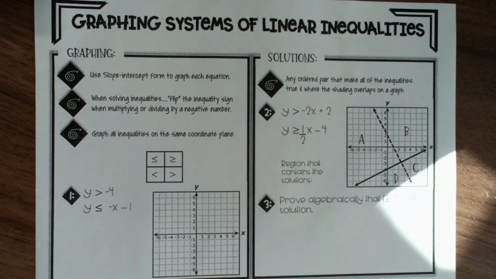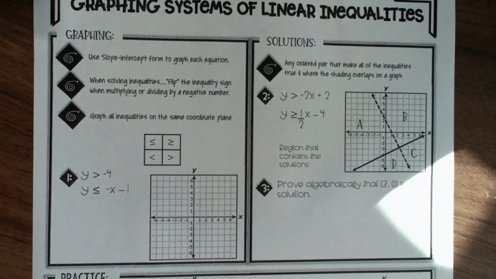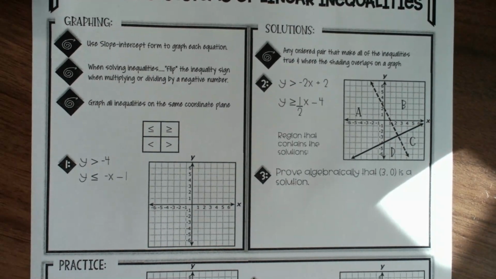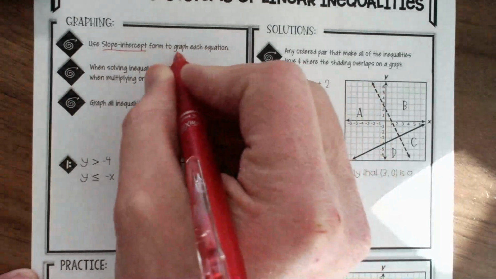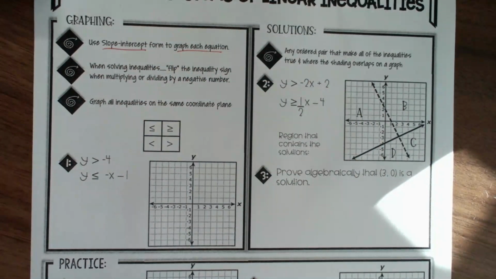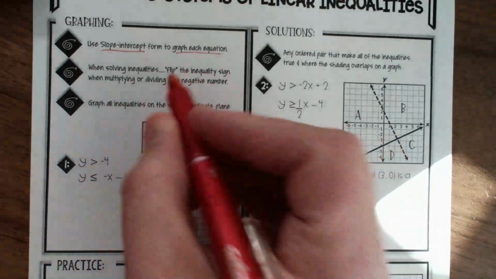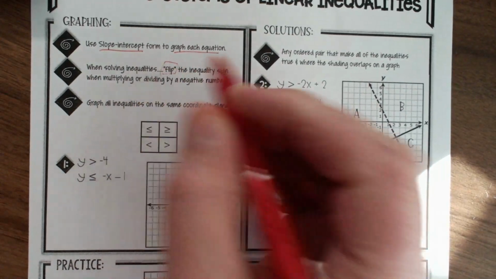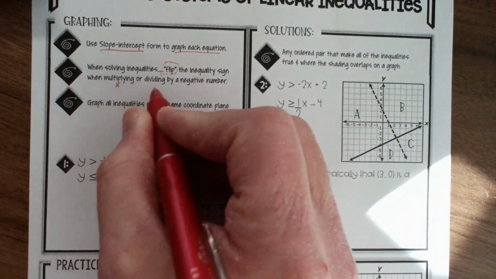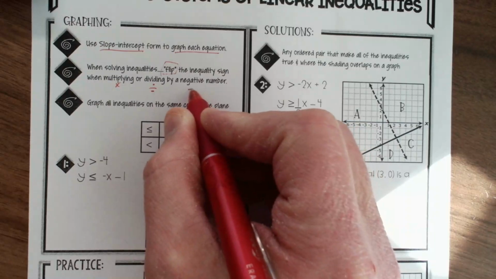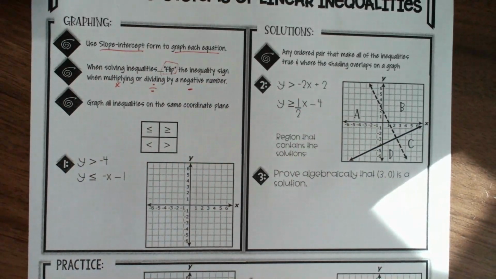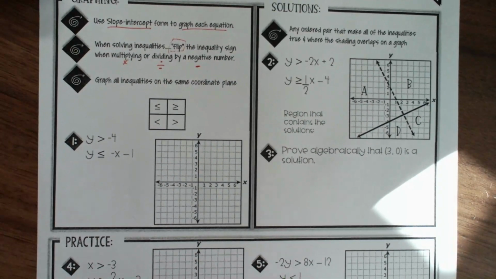Okay, today we're looking at the notes on how to graph systems of linear inequalities. First, when we're graphing systems of linear inequalities, we want everything to get into slope-intercept form, so that way we can graph each equation. And when we're solving inequalities, remember, we have to flip the sign whenever we multiply or divide by a negative number. Graph all the inequalities on the same coordinate plane.